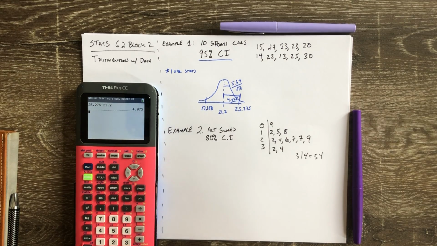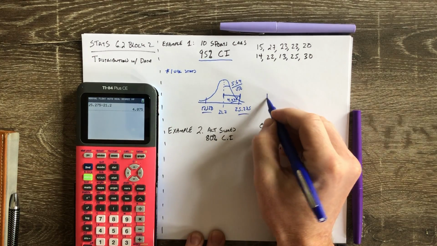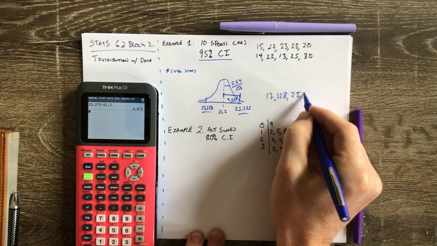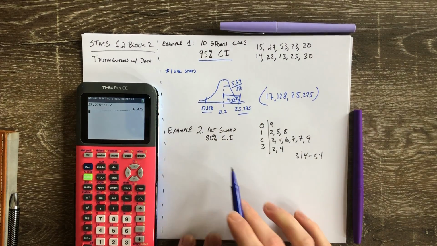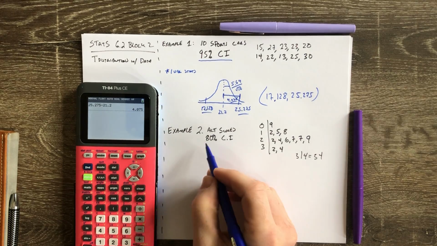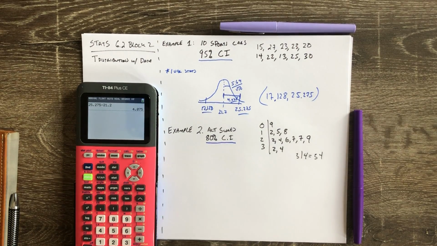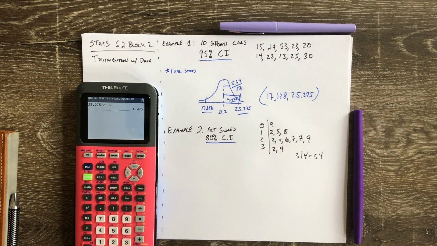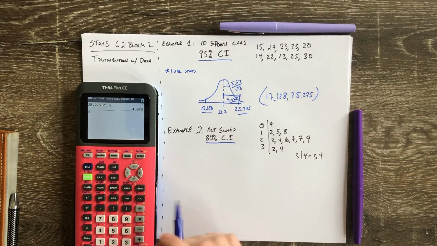Example number 2. So we have ACT scores now, and we're going to construct an 80% confidence interval. The first thing I need to figure out is, am I using a z-curve or a t-curve? It didn't say anything about a normal distribution, right? So I know I need a lot of data. When I look at this, it looks like I have 12 data points here. That's not going to be big enough to use a z-curve. So again, we're going to use a t-distribution.